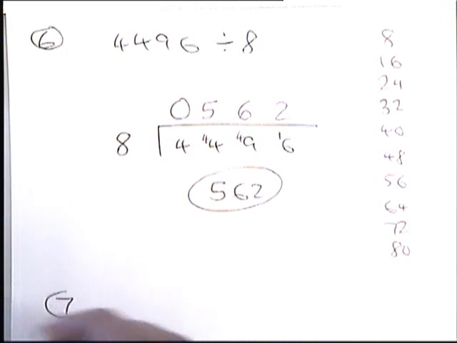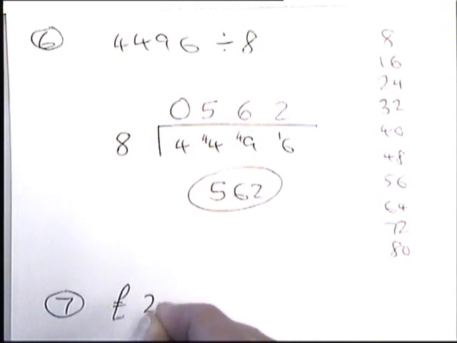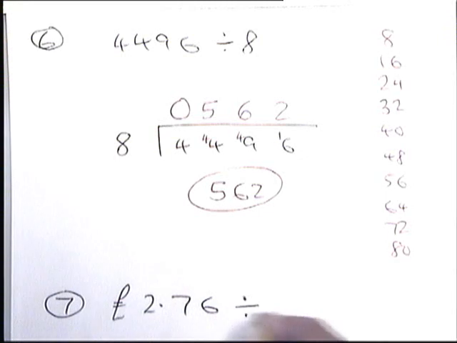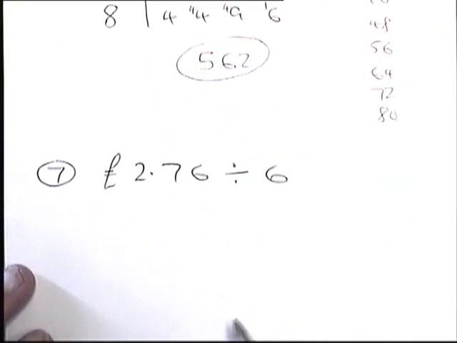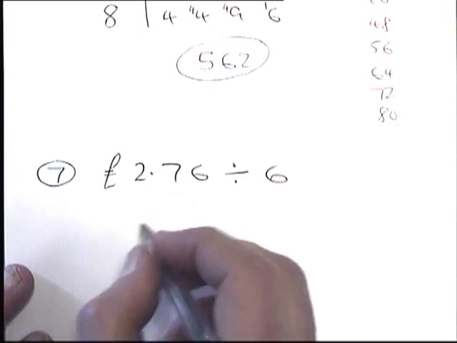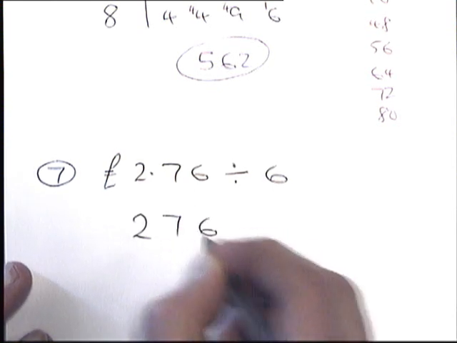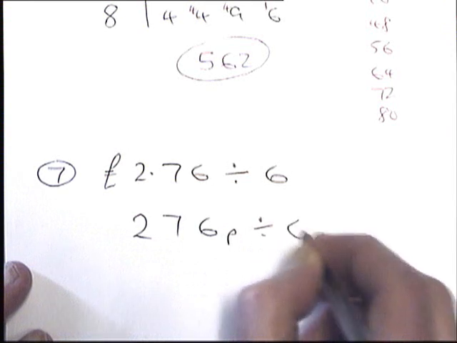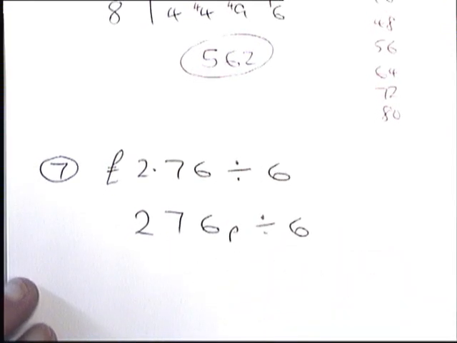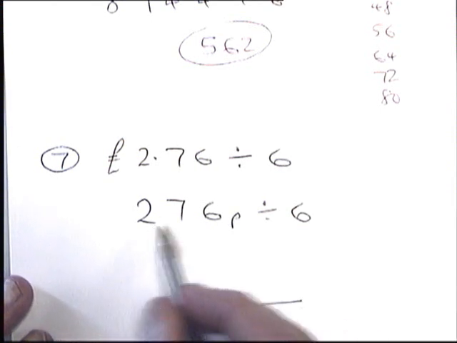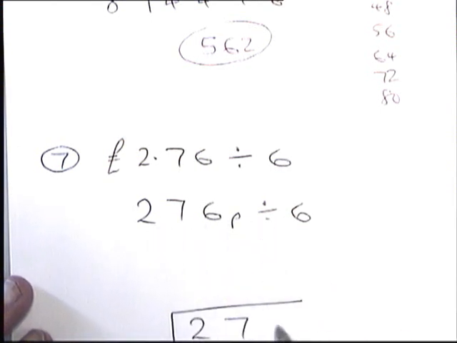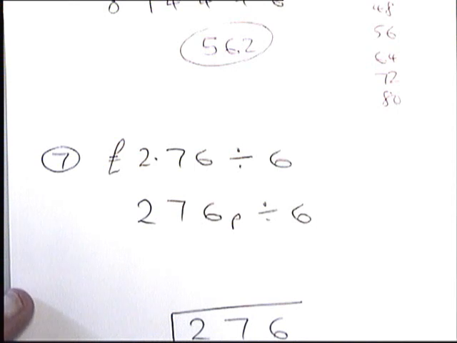So question 7 was a money question. £2.76 divided by 6. Again, it's a dividing question. To get rid of the decimal point, you could do it as 276 pence divided by 6. If there's no decimal point, it does make it easier. So just like before, with the bus stop, the 276 goes there, and the 6 I'm dividing by, that goes at the front.